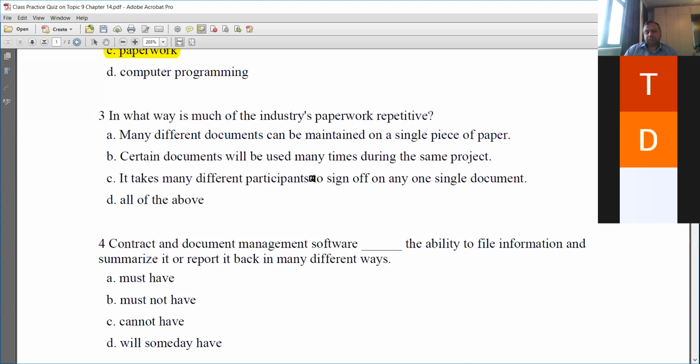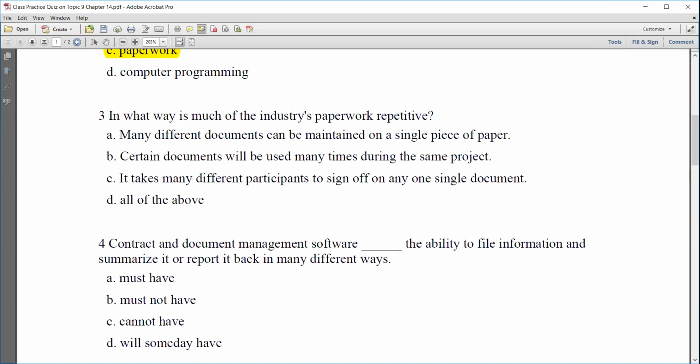In what way is much of the industry's paperwork repetitive? All of the above? No, just think about it. Not every question that includes all of the above has all of the above as the answer. When you see all of the above, you may intuitively think that the answer should be all of the above. But in this case, the answer is not all of the above. What is the answer? B, certain documents will be used many times. Okay, so this is the answer.